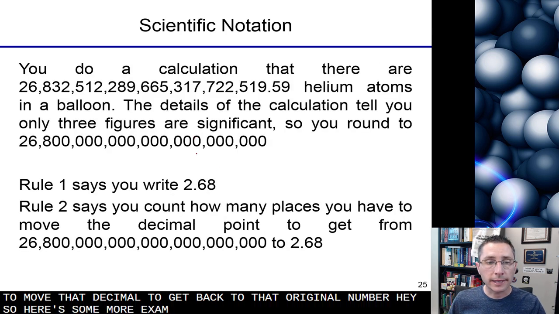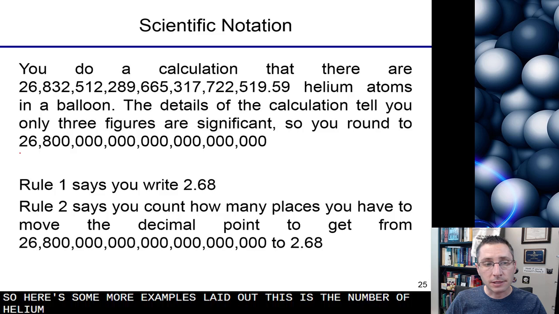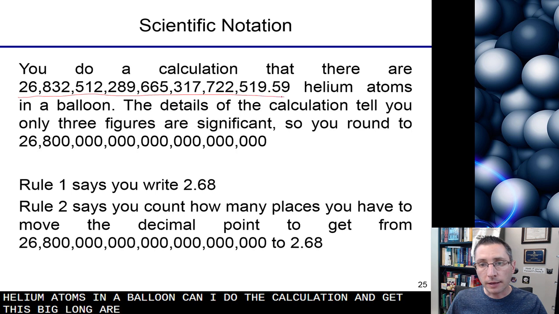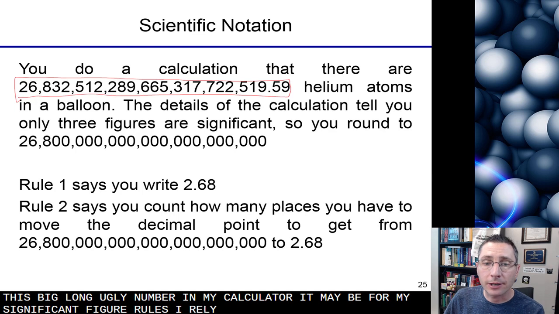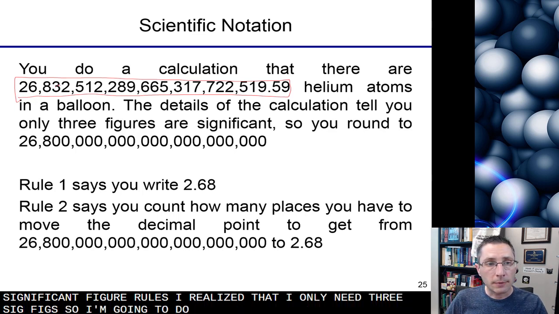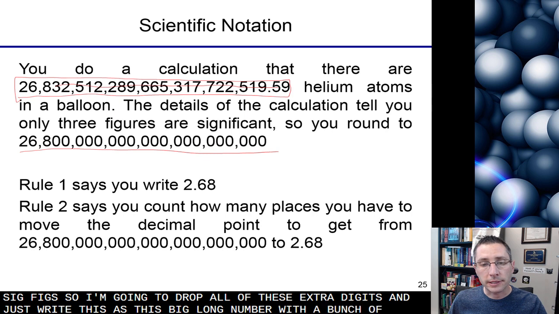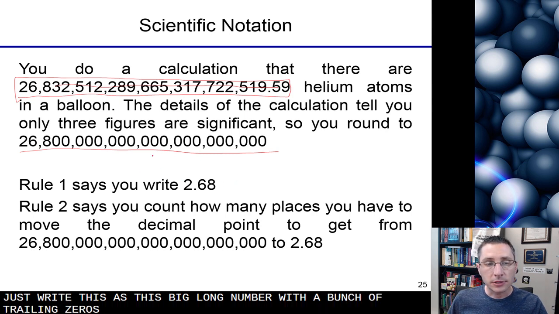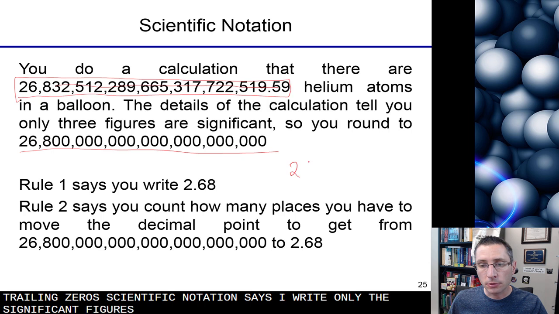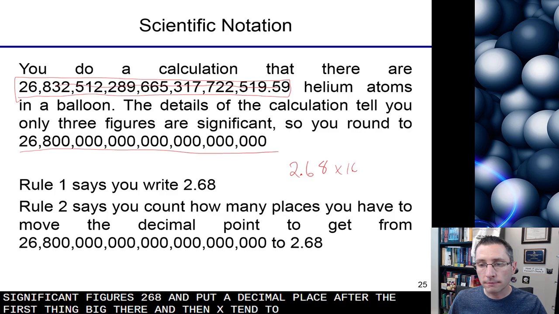Okay, so here's some more examples laid out. This is the number of helium atoms in a balloon. I do the calculation and get this big, long, ugly number in my calculator. And maybe from my significant figure rules, I realize that I only need 3 sig figs. So I'm going to drop all of these extra digits and just write this as this big, long number with a bunch of trailing zeros. Scientific notation says I write only the significant figures 2, 6, 8 and put a decimal place after the first sig fig there, and then times 10 to the, and you count up the number of places you had to move that decimal.